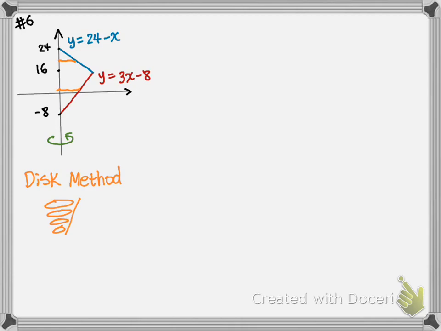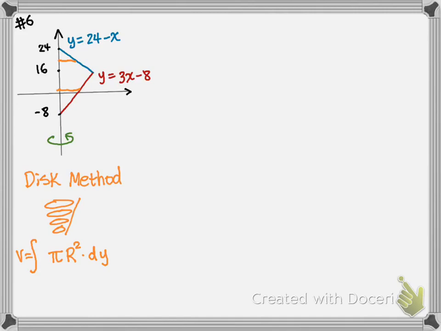So it's really the base times height. The base is a circle, so it's pi r squared times the height, which is dy in this case, because the axis of rotation is the y-axis, and we add it up. Remember the integral is a Riemann sum, so we add up the volume of all the discs to get the volume.